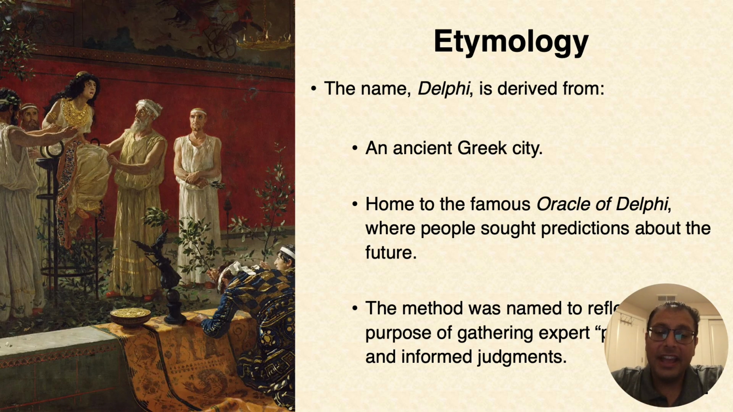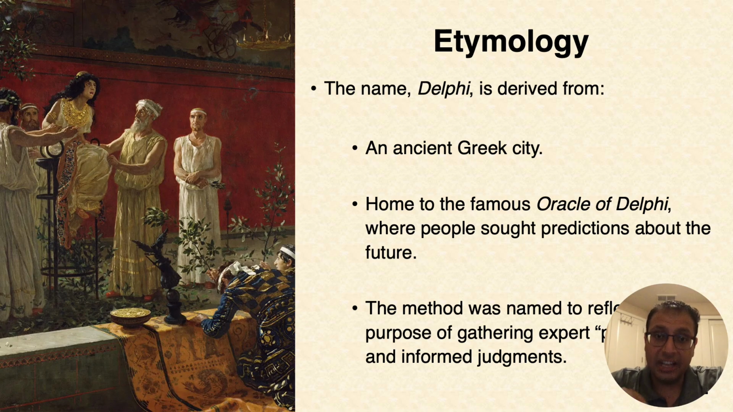The Delphi method is a structured research technique used to gather and refine expert opinions on complex or uncertain topics. It involves multiple rounds of surveys or questionnaires where experts provide their insights anonymously. After each round, the responses are summarized and shared with the group, allowing participants to review and revise their answers based on the collective feedback. This iterative process helps to reduce bias and encourages convergence towards a shared understanding or consensus.